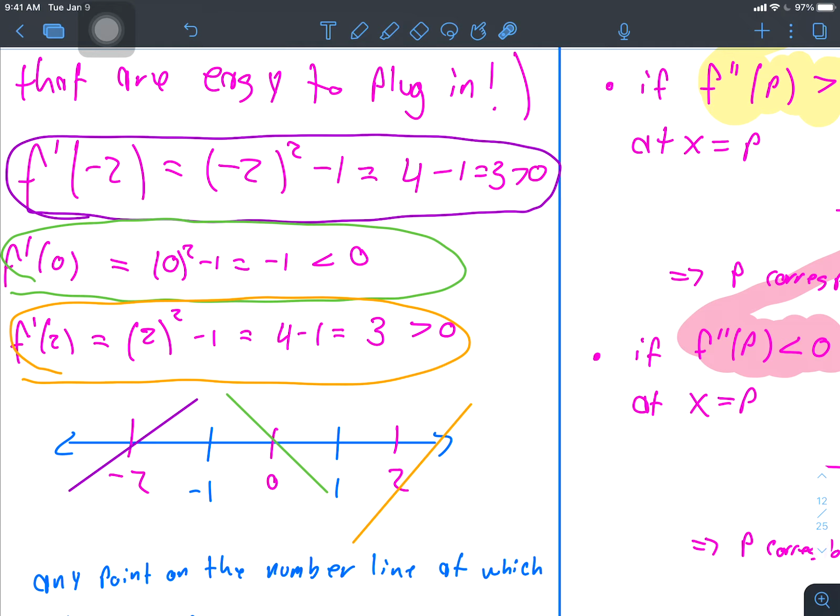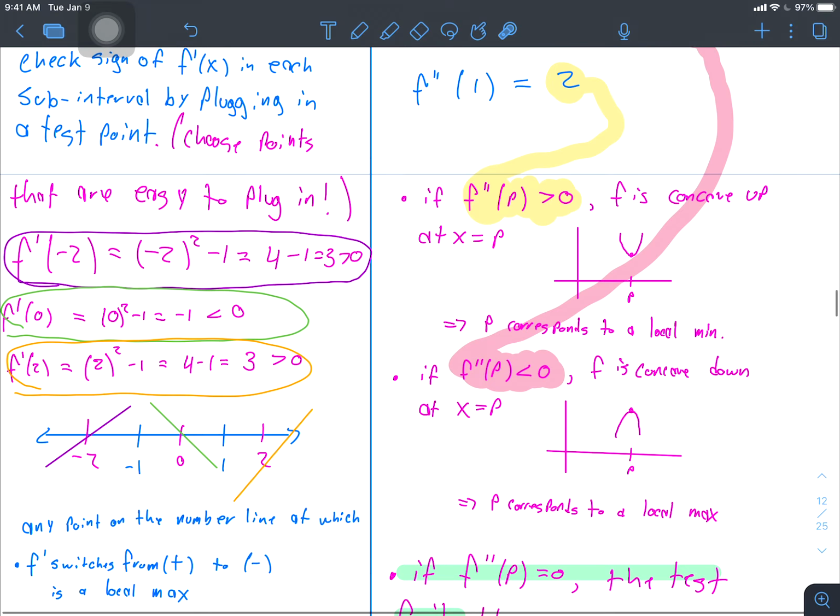And this is enough for me to decide whether or not -1 or 1 correspond to local maximums or minimums. Because what does this say? This says that before I get to -1, my function's going up. And then right after I hit -1, I'm going down. So I can say with confidence that I reached a local maximum at x equals -1.